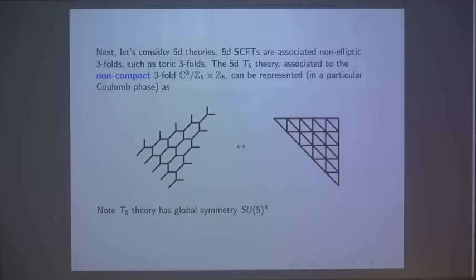Another example, which I'll just discuss very quickly, is 5D theories. 5D SCFTs are associated to non-elliptic threefolds, and an example of these would be toric threefolds. And so here I've just given a schematic description of the 5D T5 theory. This is the (p,q) 5-brane web in type IIB. And notice that this theory has SU(5)^3 global symmetry. It's represented by these collections of parallel lines.